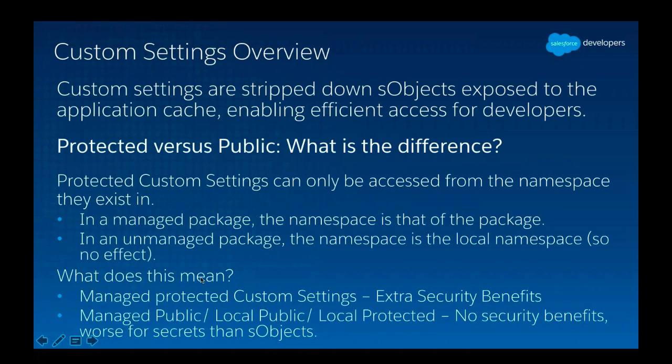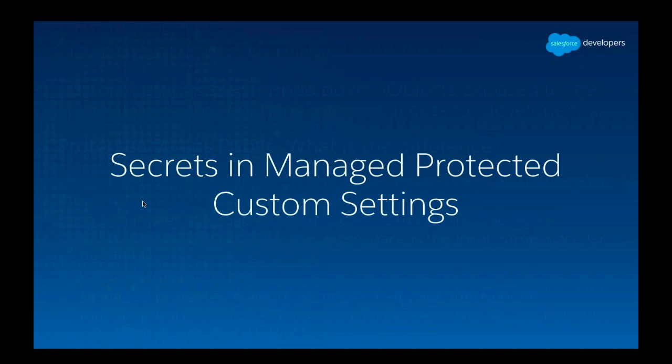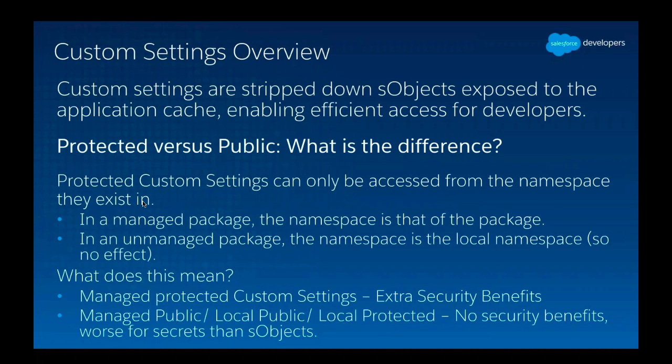If you write protected in front of the custom settings, then these custom settings are only available in the managed package where those are written. So only in the namespace of the managed package will these custom settings be available. What does this mean? If you are saving your custom setting in a managed package which is outside your org, and you install that managed package inside your org, then those custom settings will be only available from that managed package.